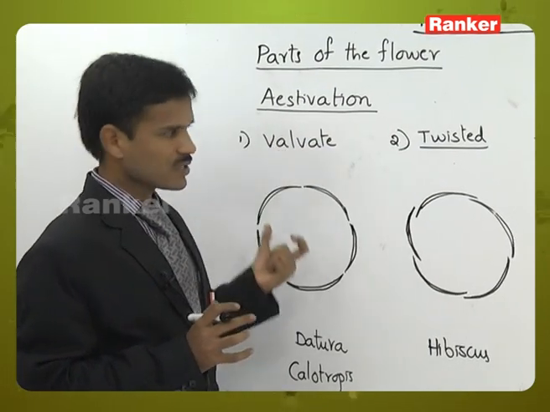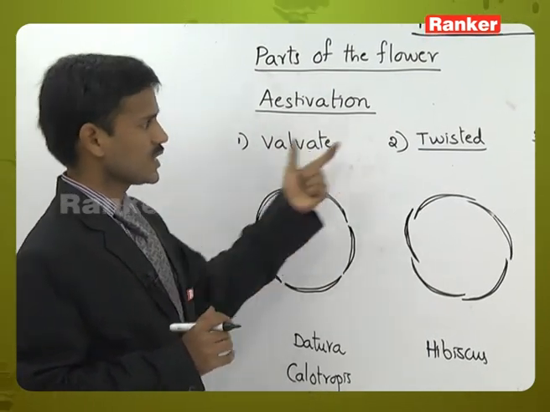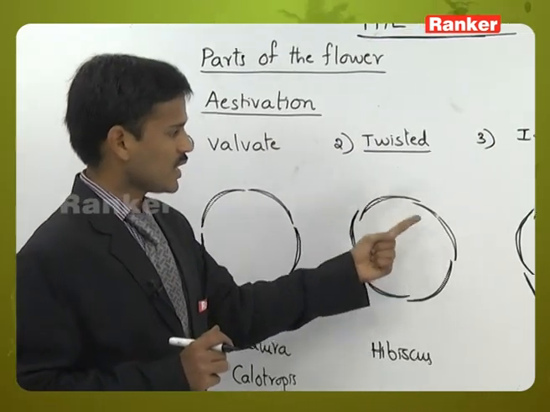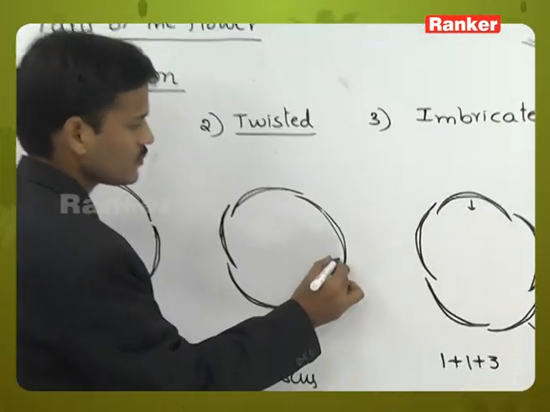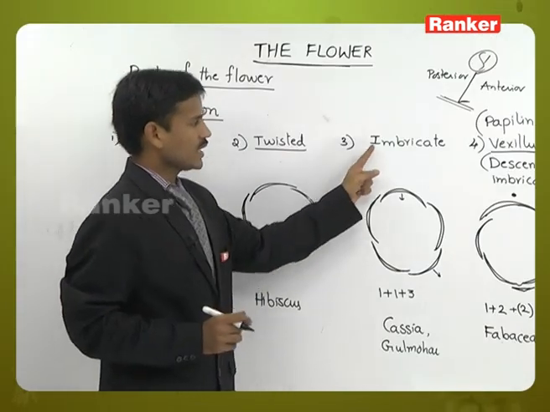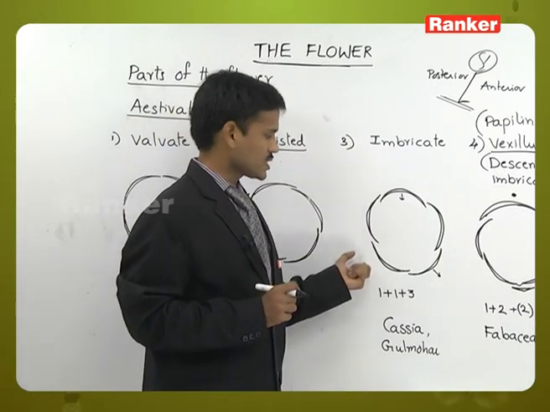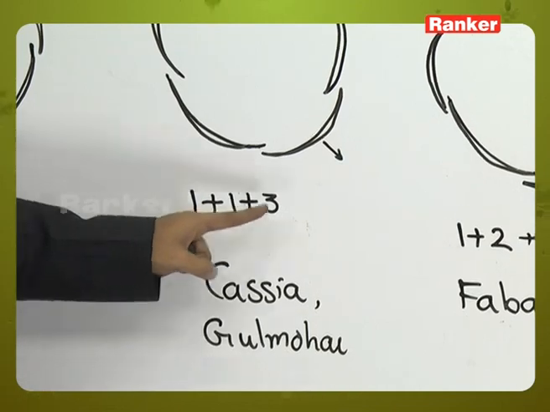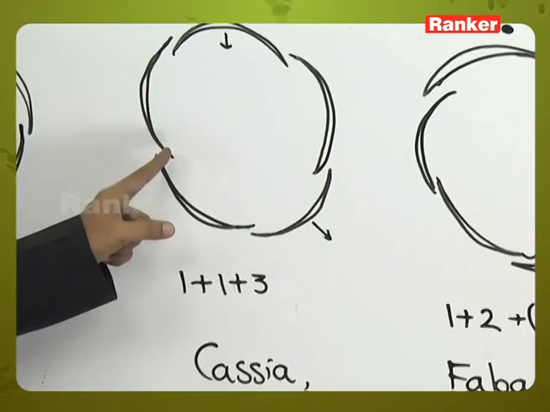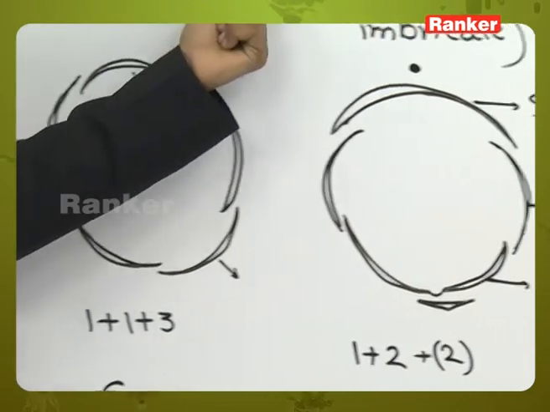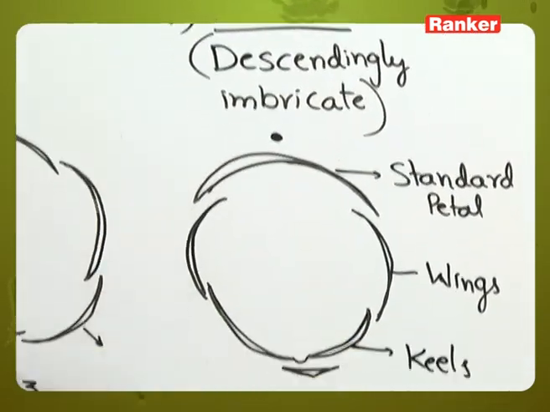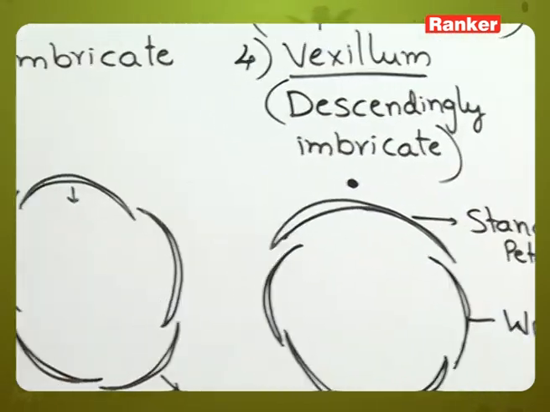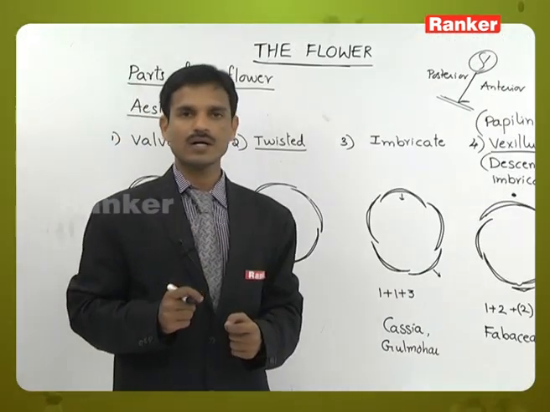Here, in the bud condition only, these types of arrangements are observed. Valvate type of aestivation, so closely arranged. Twisted type of aestivation, so one margin is overlapped and the other margin is overlapping. And imbricate type of aestivation, irregular arrangement, 1 plus 1 plus 3 arrangement: one is completely outside, one is completely inside, 3 are here with one margin inside and one margin outside. And the vexillum type of aestivation can be observed in the Fabaceae family, 1 plus 2 plus, within the bracket, 2, 1 plus 2 plus 2 arrangement. So this is about aestivation.